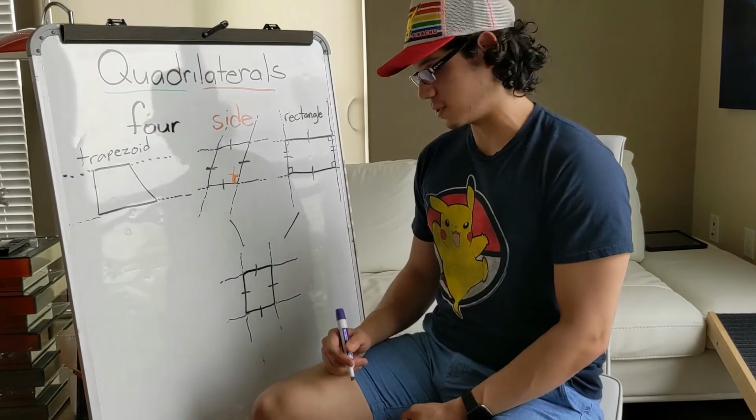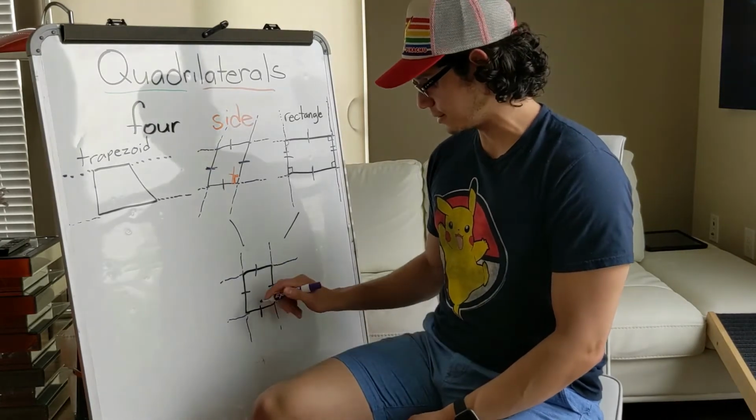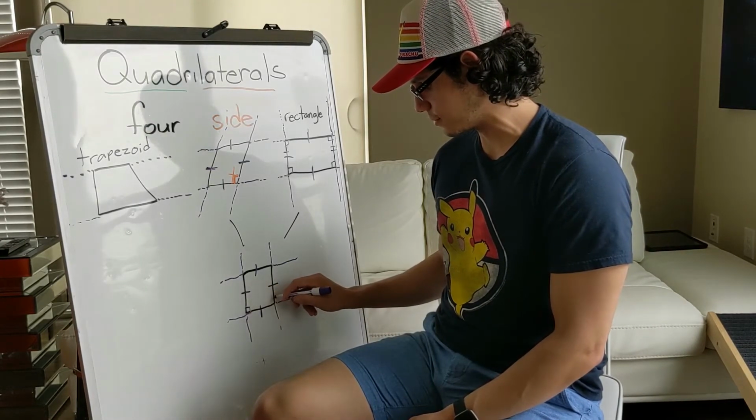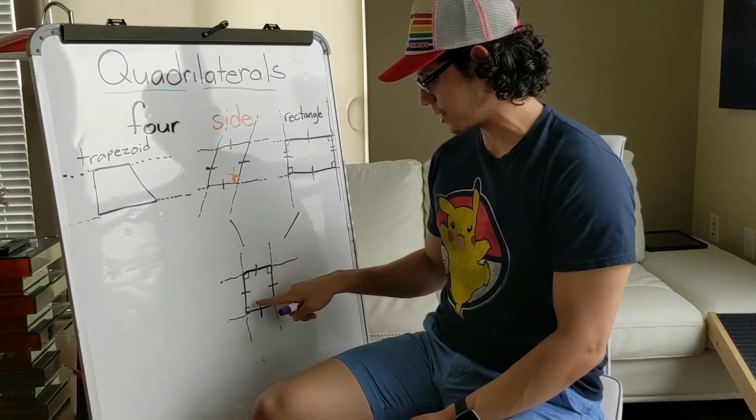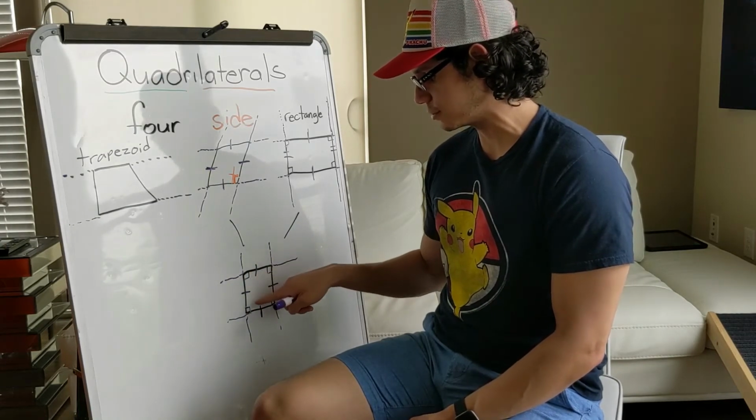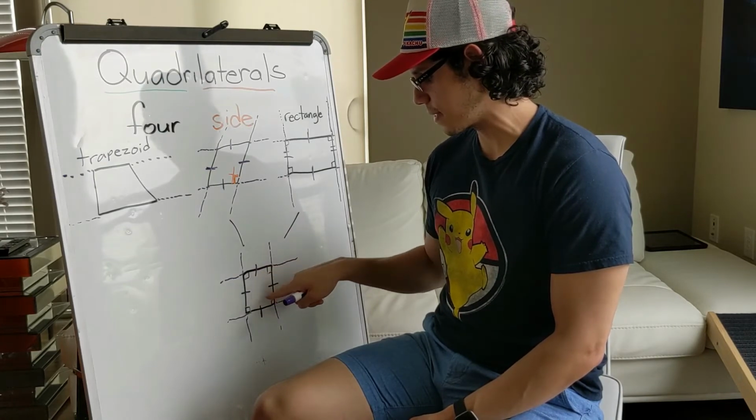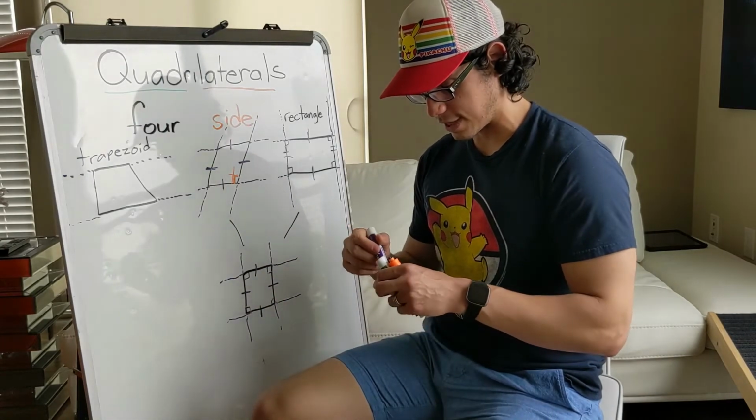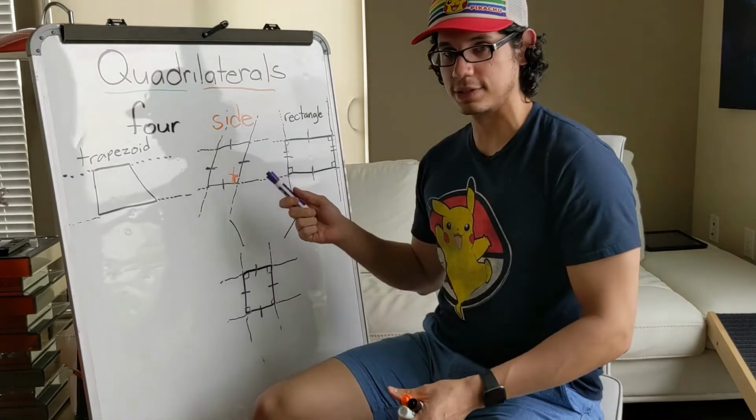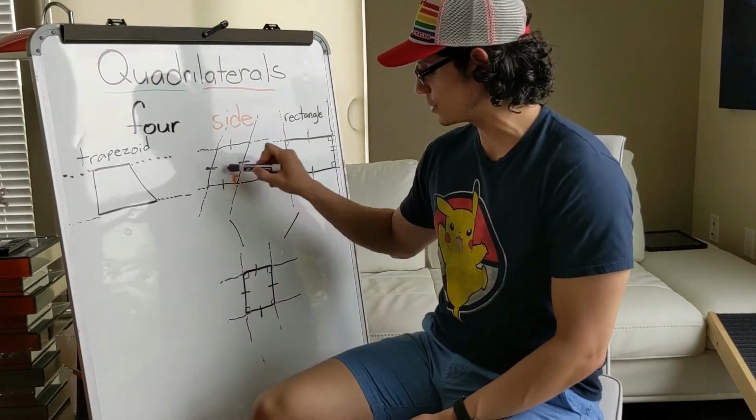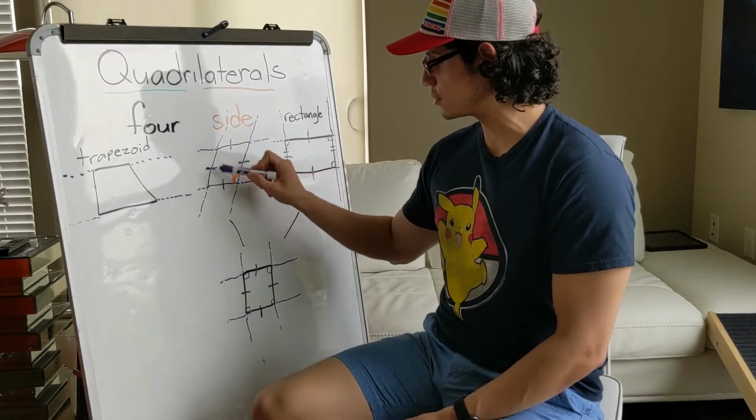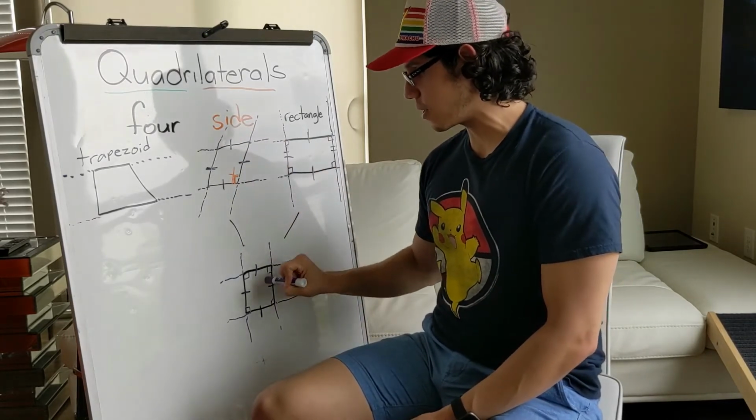Another thing that we notice about the square is that it has right angles. All of its angles are right angles. That means they all have square corners. You see that? This is why we say that a square is a rhombus, because a square has all sides congruent and it's got two pairs of parallel sides. That means that a square is a rhombus.